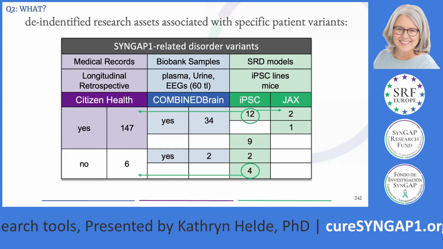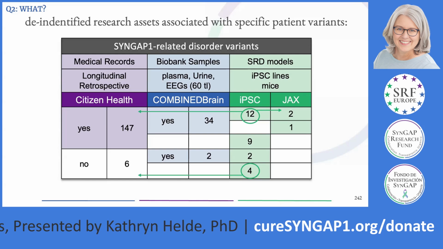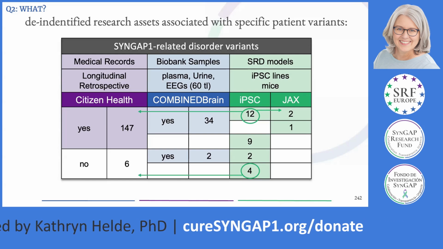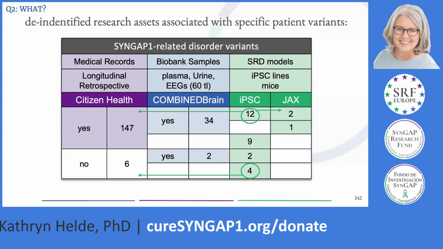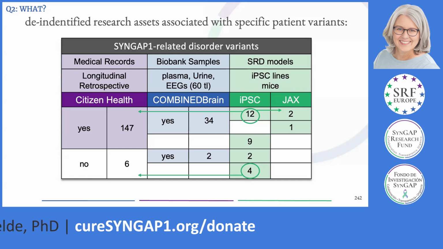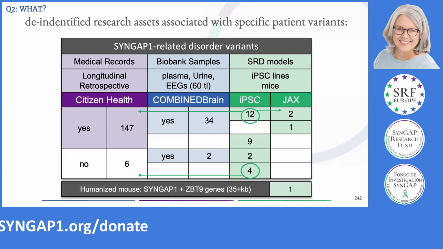So if you're a researcher and you want to study Syngap 1, we'd like you to know what lines there are. I don't have this information right this second, but we're getting QC and QA data for the different lines. And we want you to know when there's blood bank samples and electronic health records associated with it.